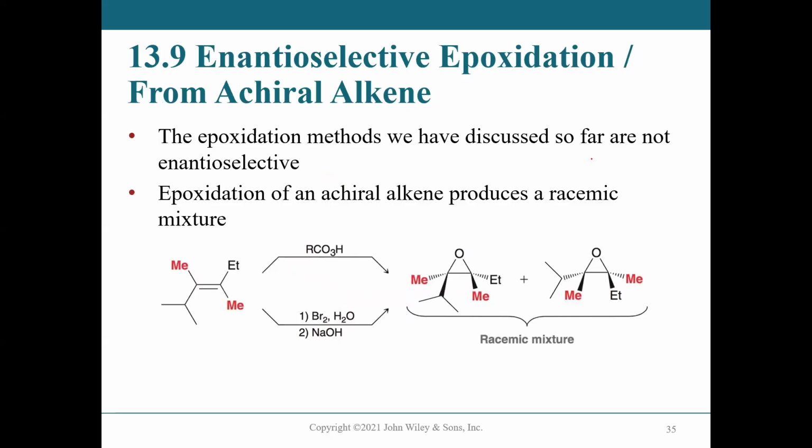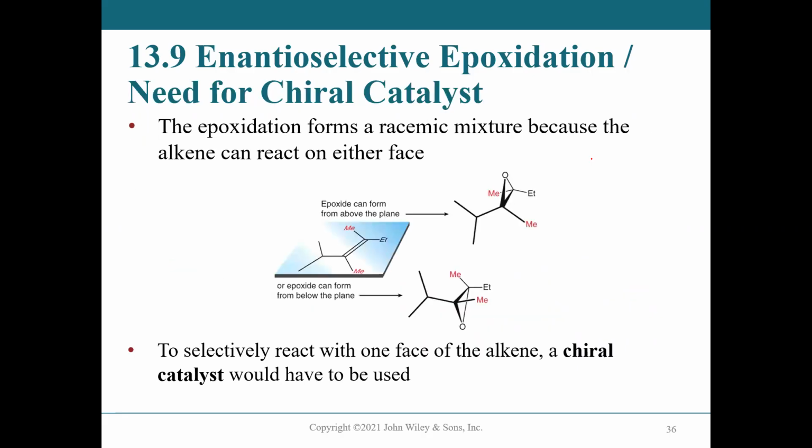They're talking about a couple different ways and saying the epoxidation methods we've discussed so far are not enantioselective, so you're going to get the R and the S. Epoxidation of an achiral alkene produces a racemic mixture, and that's what they're talking about here. So how can we get away from this? They're going to go into the Sharpless catalyst as a way to not have a racemic mixture.